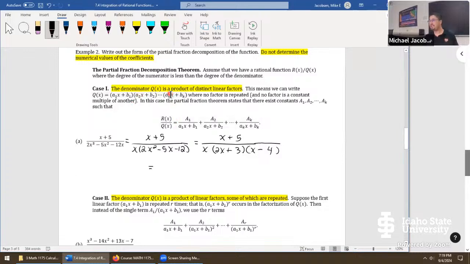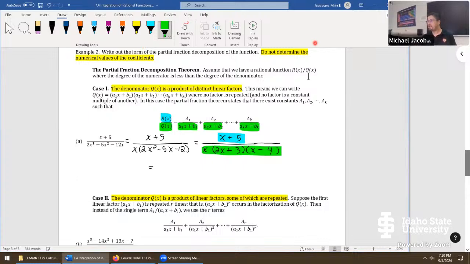So one thing to keep in mind here is, notice the numerator r of x. It's referring to the x plus 5, but on the right-hand side, it's nowhere in sight. The numerator is not part of what we're about to write out when we're writing out the form of the decomposition. What does matter is that denominator q of x. All the factors are going to get split up in this way. And our author wrote out A1, A2 up to AK because he doesn't know how many letters are going to be used because we don't know the number of terms of the formula. Usually we just use the alphabet A, B, C if we have a lower amount of terms to deal with.